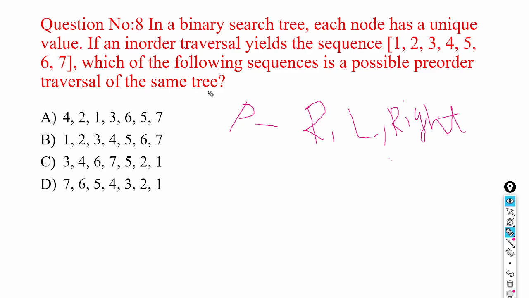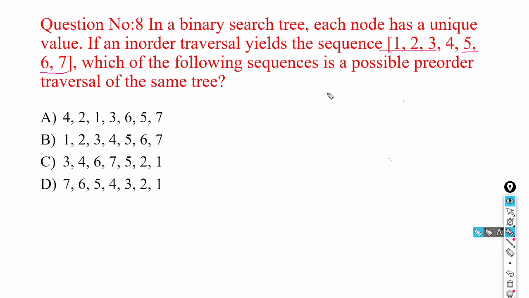So what are our elements? What is the root element here? They have already given the in-order. In in-order there are three elements in the left subtree and three elements in the right subtree. So in which place is the root element present? In the middle position. So our root element here is 4.